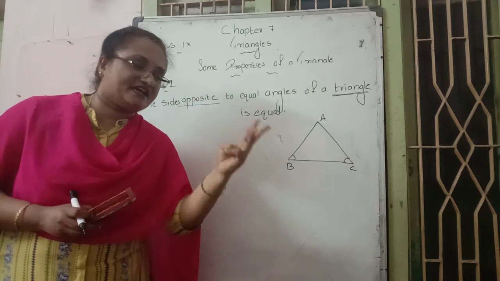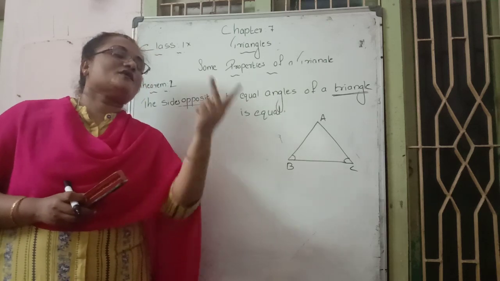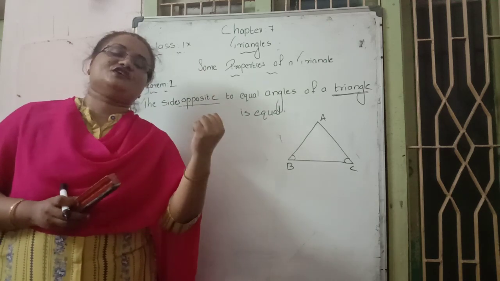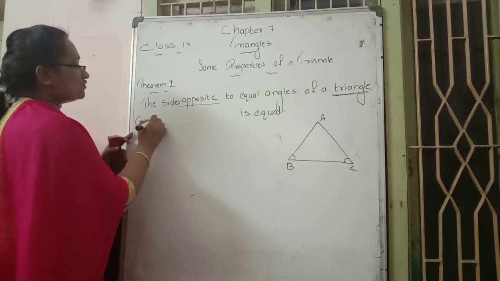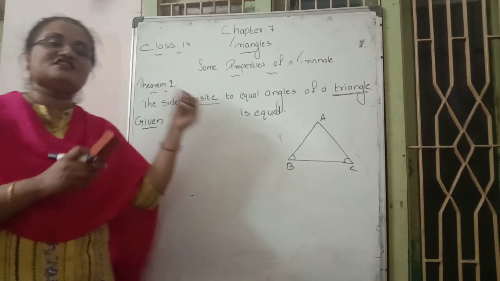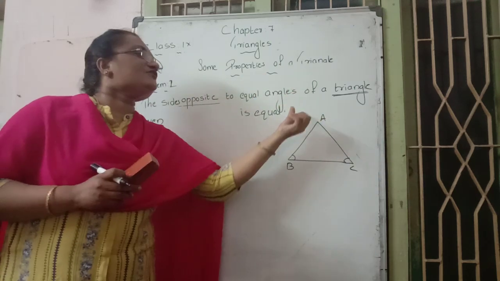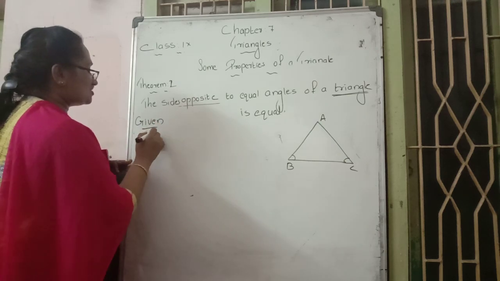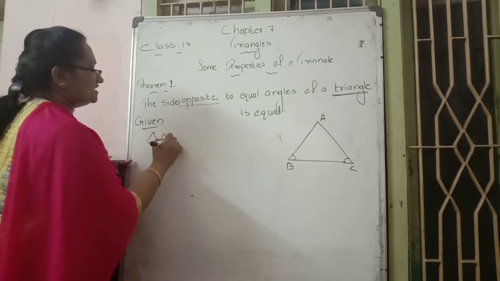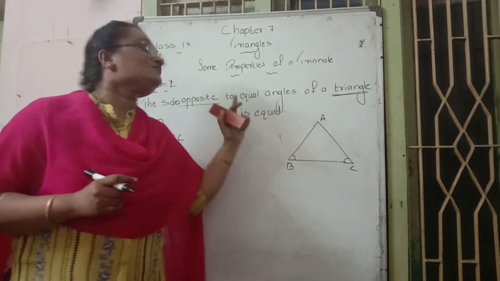What are they? Given, to prove, construction, and proof. 3 steps. In the given case, what information can we write? What information they gave in the question, that we write in short form. They gave us a triangle. That's why we can write it as triangle ABC is given.